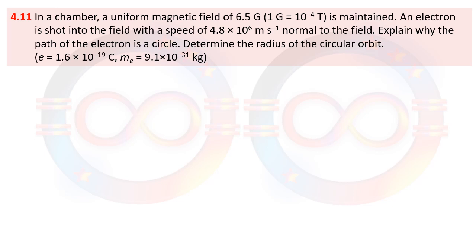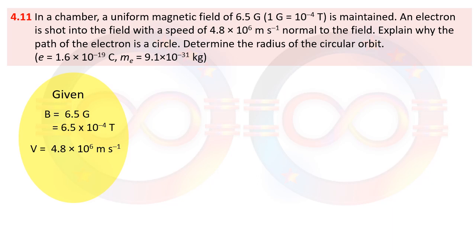Now question number 11 is, in a chamber, a uniform magnetic field 6.5 Gauss is maintained. An electron is shot into the field with a speed of 4.8 into 10 raised to 6 meter per second normal to the field. Explain why the path of electron is circle. Determine the radius of orbit. So what all things are given? First, field is given 6.5 Gauss. We know that Gauss is not the SI unit, it is the CGS unit. If you want to change, 1 Gauss is equal to 10 raised to minus 4 Tesla as given in the question itself.